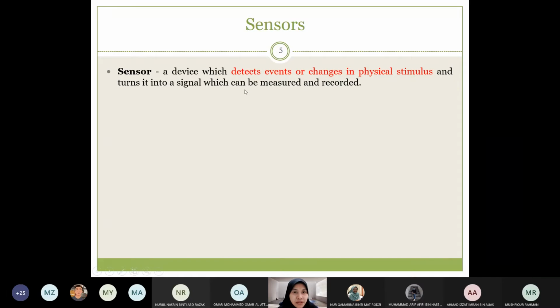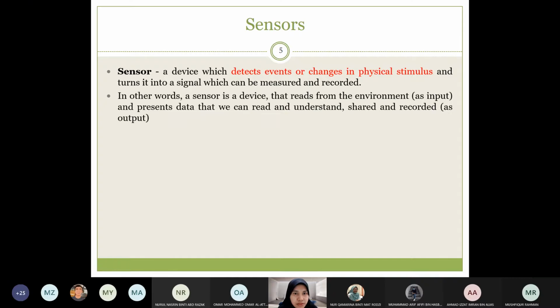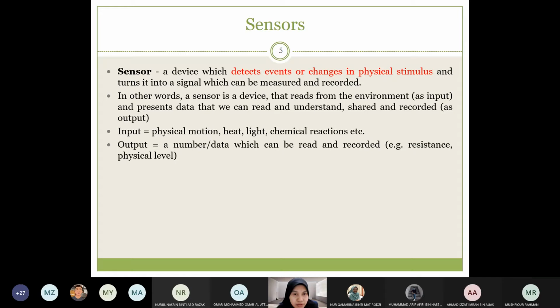So this is the definition of sensor. It is a device which detects events or changes in physical stimulus and turns it into a signal which can be measured and recorded. In other words, a sensor is a device that reads from the environment as input and presents data that we can read and understand, share and record it as output. The input may be physical motion, heat, light, chemical reaction, and so on. The output is a number of data which can be read and recorded, for example, resistance or physical level.